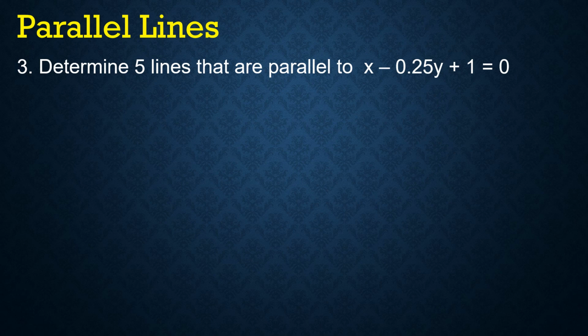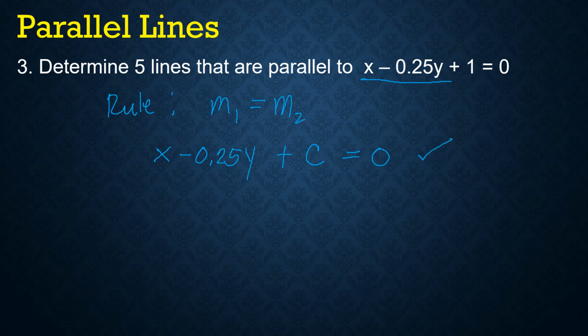So how do we determine 5 lines that are parallel to x minus 0.25y plus 1 equals 0? Remember that we have the rule, slope of the first line must be the slope of the second line. Therefore, we just need to copy x minus 0.25y. We just need to copy that. But we are changing the constant. So whatever is the constant that you like. So this will be our model equation. Now, to determine the 5 lines, we just keep on changing c, or the constant.